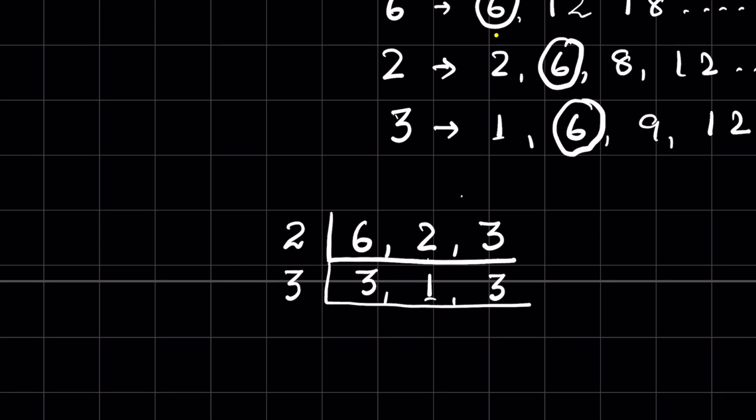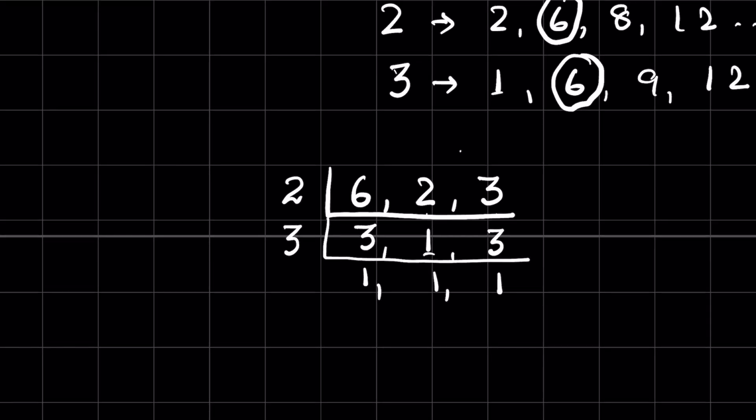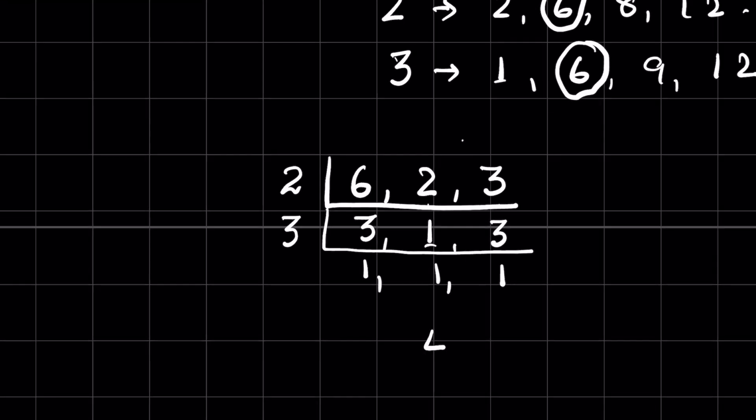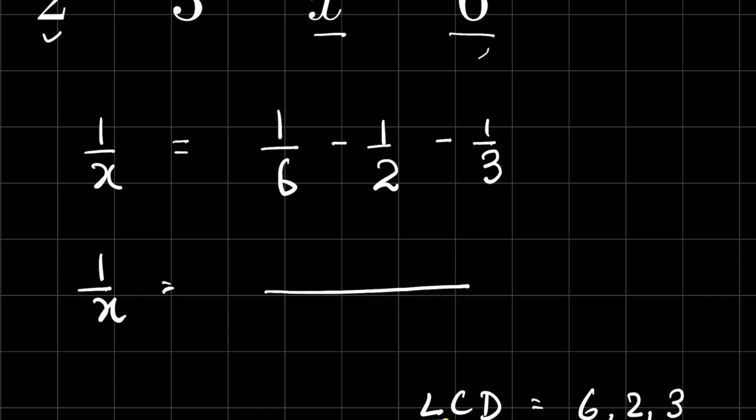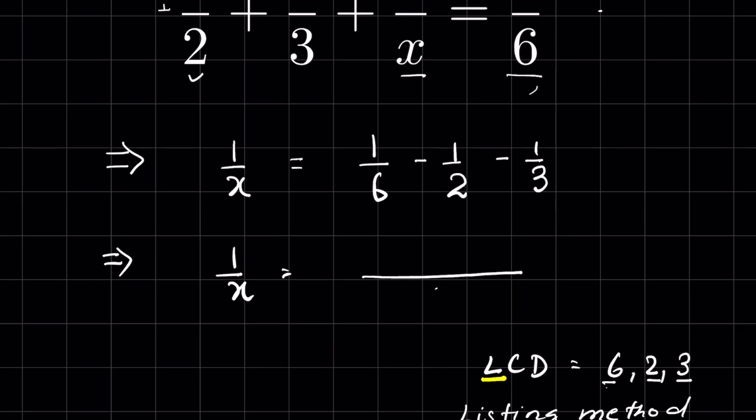Now 3, we can divide it by 3. So 3 times 1 is 3, then 1, and then 3 times 1 is 3. Now no number left to divide. LCD will be 2 times 3, that is 6. So 6 is the LCD. So these are two methods to find LCD. So write here now LCD. Now write the least common multiple here, 6.